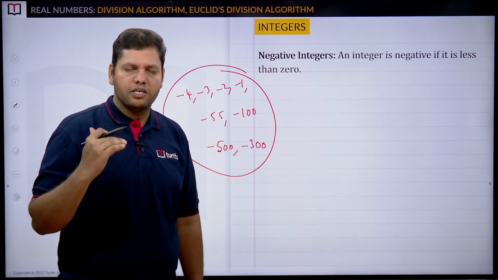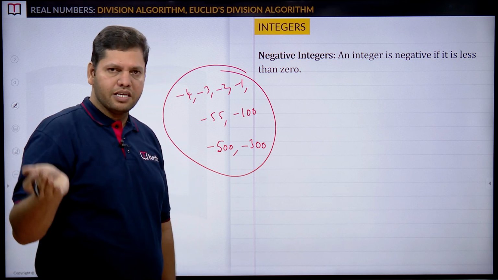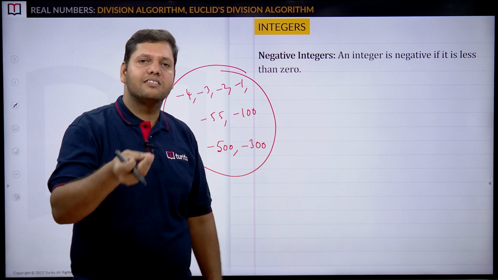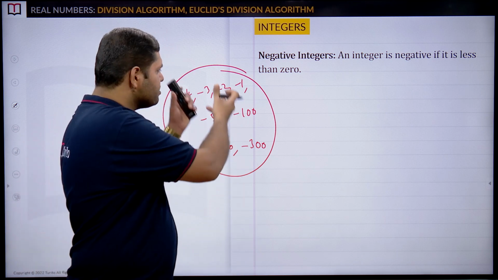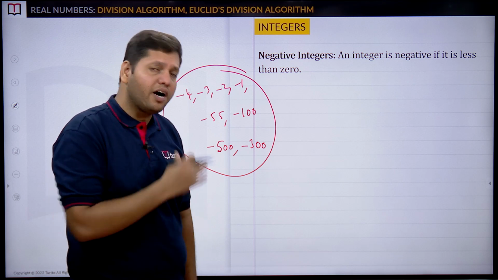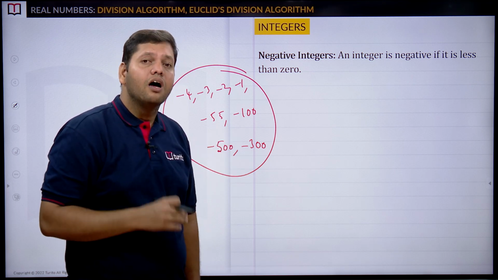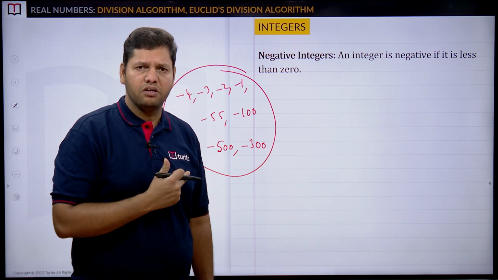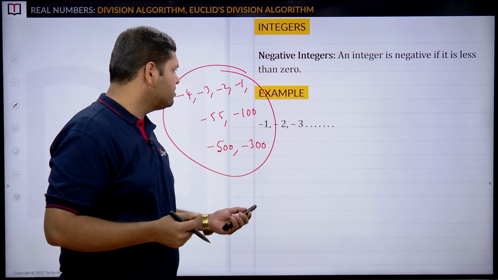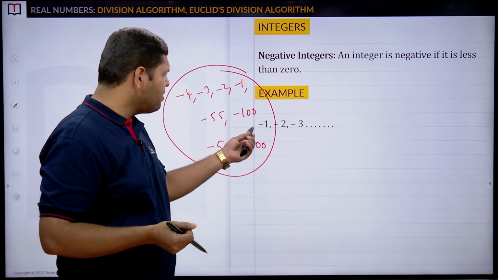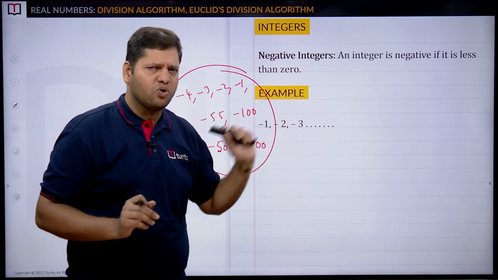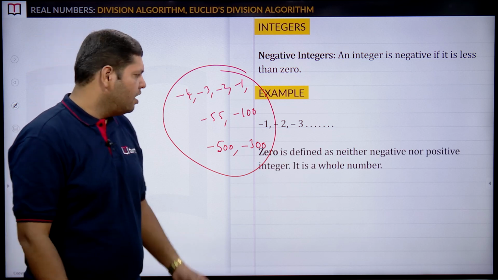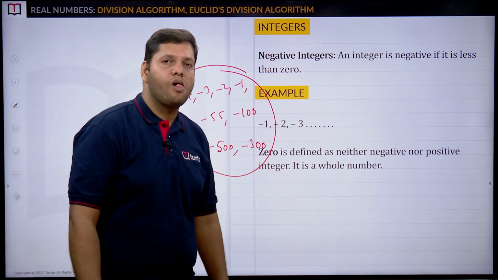Positive numbers mean the numbers which are greater than 0, and negative integers mean, children, the numbers less than 0. So I can say these all numbers are less than 0, and these numbers we can call negative integers. Clear, children, this point? Yeah. Next one. See, you can take the example -1, -2, -3, and so on. These are the examples for a negative integer.